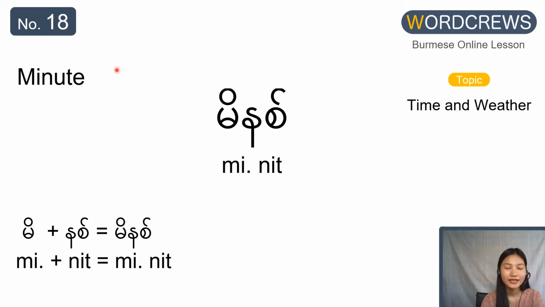So the next vocabulary is minute. Minute in Burmese is just minute. Let's see how to read it. So here is combination of alphabet ma and e symbol, so we pronounce mi. And second one is alphabet na and it symbol, so we pronounce nit. Altogether, minute.